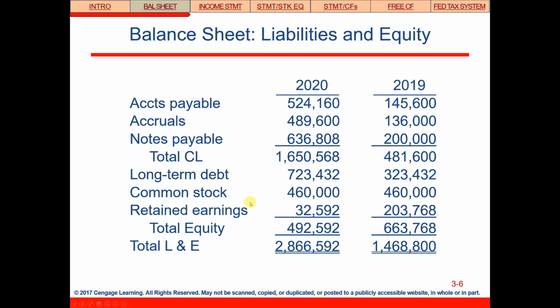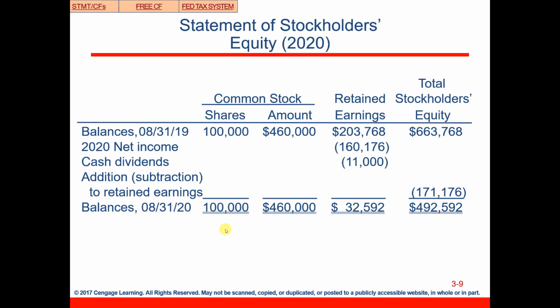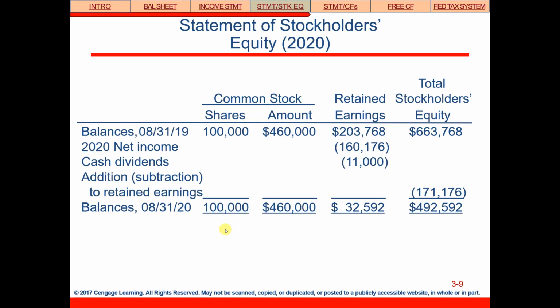492,592, which is the sum of common stock and retained earnings. Usually there are a lot more items, but for our simplified example, those are the only two items we have for calculating total equity. You can also see total equity from the statement of stockholders' equity. Again, the very last line, balance as of the end of the year, 492,592. Okay. So you can use that to calculate the market value addition.